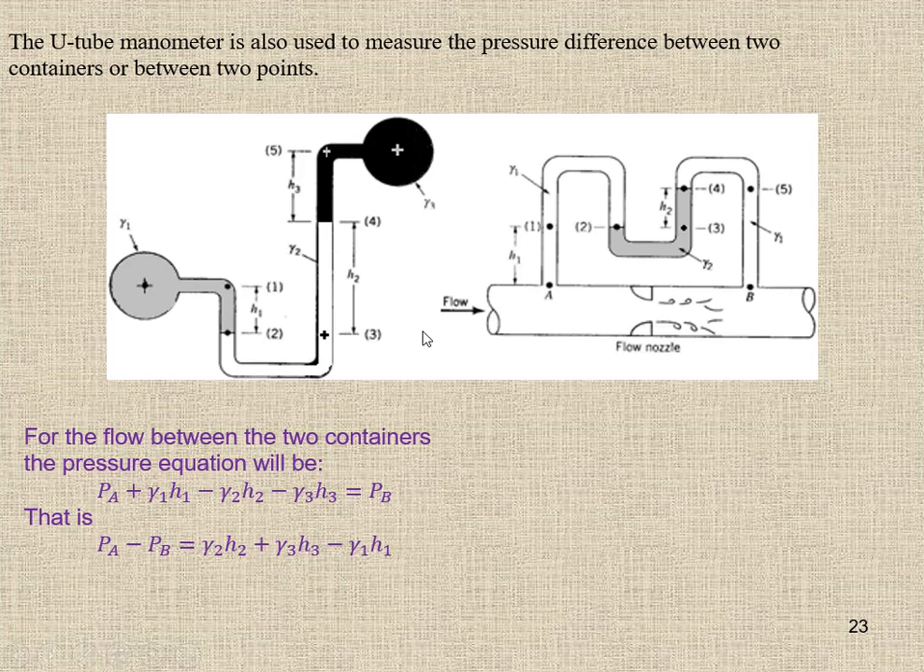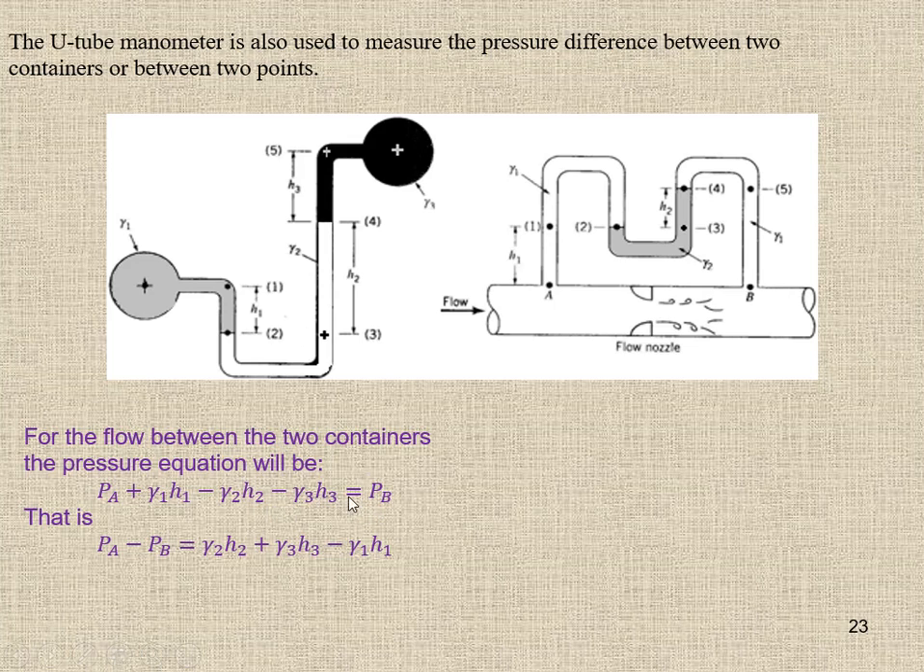So we start from here. The pressure at this point is A, and the pressure due to the height of the column is gamma 1 H1, and then from here you move up. This is the manometric fluid, the height of the column is gamma 2 H2. Since we are going up, it is minus gamma 2 H2. Again we are going up, so it is minus gamma 3 H3, equal to the pressure B.